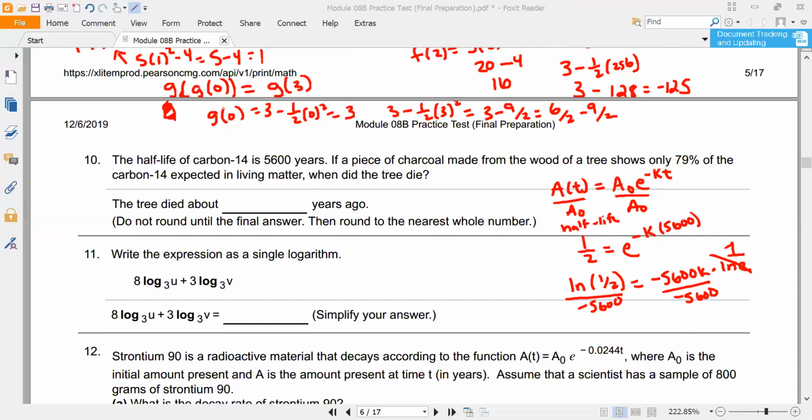Take the natural log of that, divide that by negative 5,600, and that is, and you'll have to kind of convert this because right now this is e to the negative 4. So we have to move that back 3 places. Sorry, I'm trying to move my calculator over. Oh, that's too far.